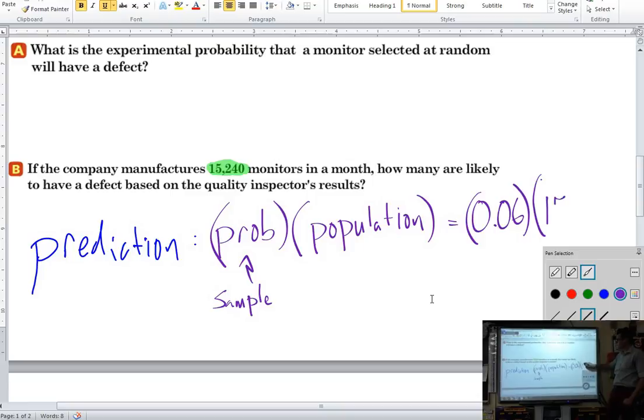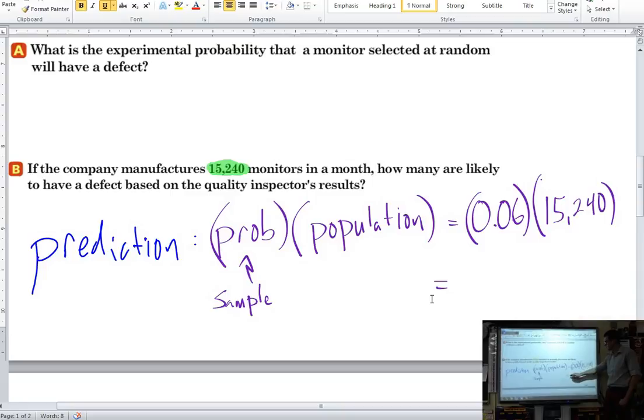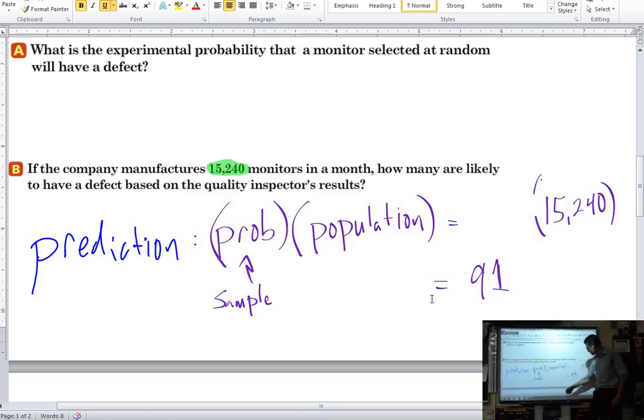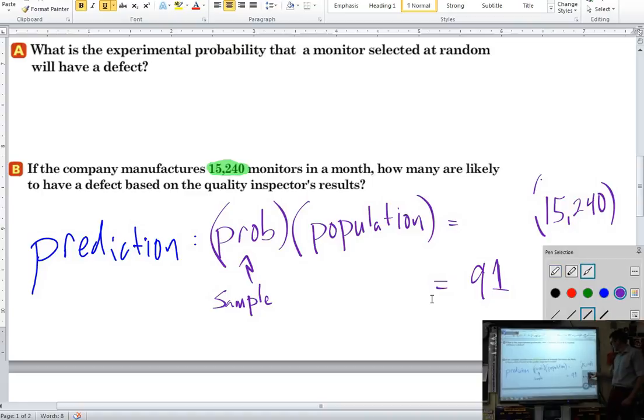So our population here, 15,240. What'd you guys get? 91. Sorry, 0.006. I did not have enough zeros. Thank you, Michelle. Well, it wouldn't be 0.44 because you can't have 0.44. Yeah, I just rounded it up to 91 because, well, actually, technically it'd be 92 then. No, because 0.44 is closer to 91.